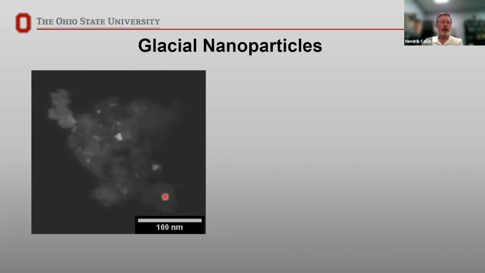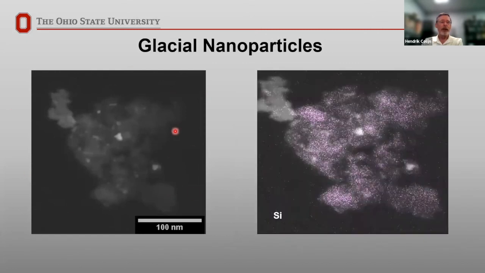So here's my acquired image. And then I started separating out the elemental signal. You can see that this area is very high in silicon. And it turns out it was also high in oxygen, so it's not surprising. We have silicates in our nanoparticles. But you see there are bright spots, and I noticed that this area doesn't really have any silicon in it. So what is this?